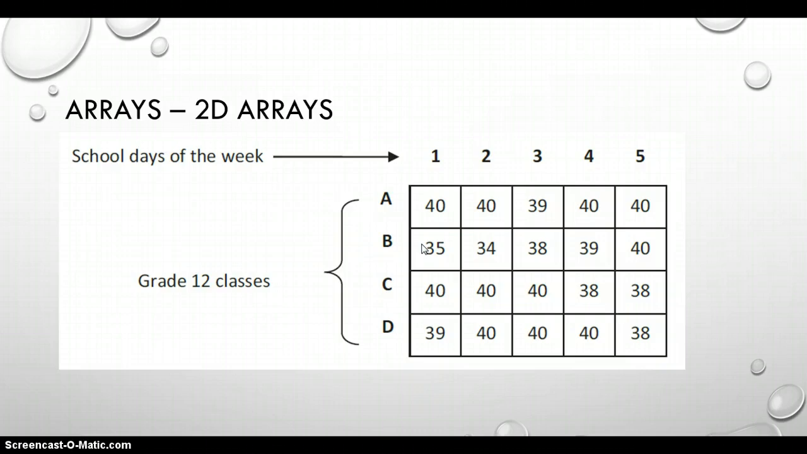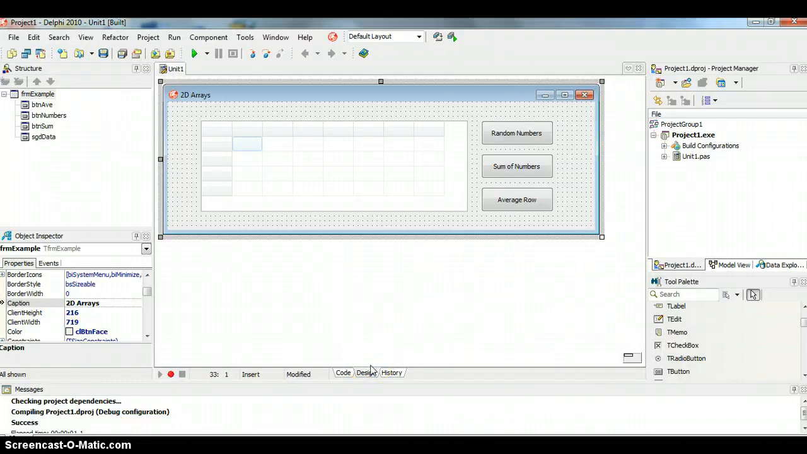For this example, we've got the different school days, and then we've got the grade 12 classes. And we could have values for, on day 1, what was the A class's number? This could represent the number of students that attended, or whatever that number represents. So let's look at how we can apply 2D arrays.